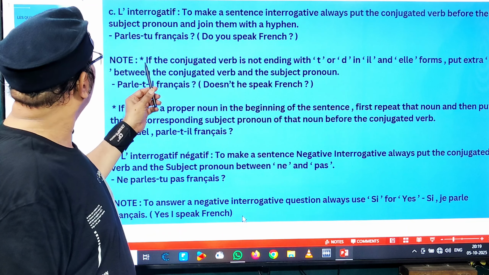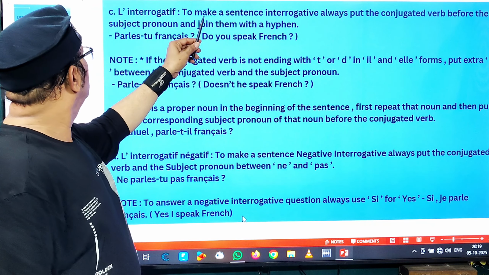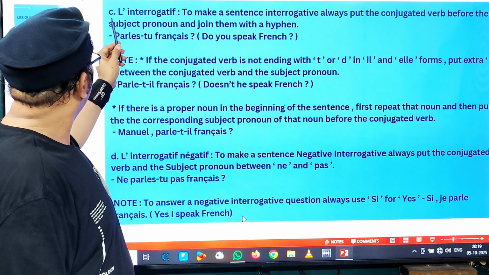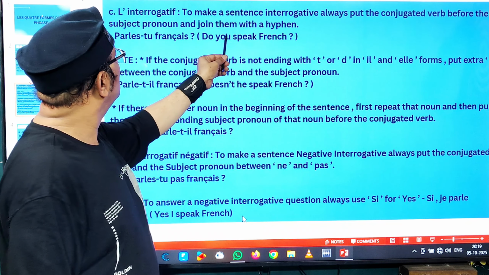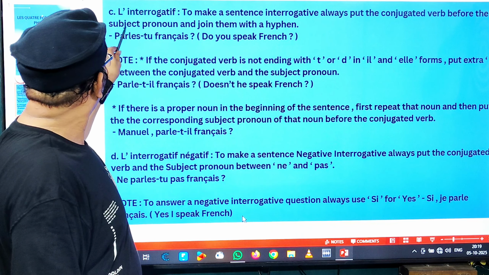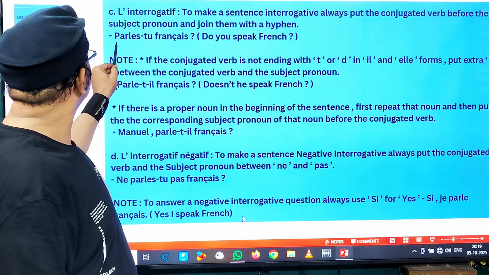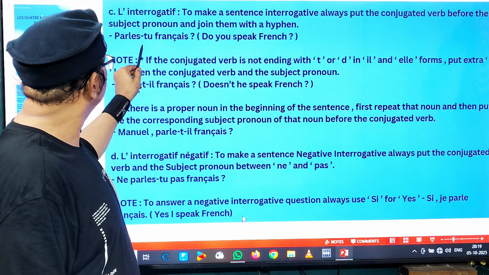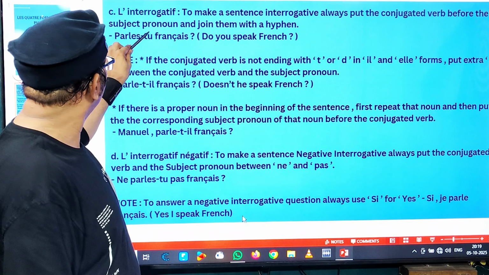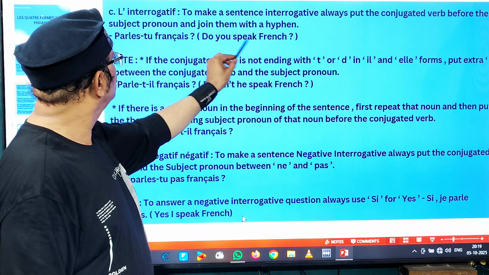Now, let's talk about l'interrogatif, the interrogative form. To make a sentence interrogative, always put the conjugated verb before the subject pronoun and join them with a hyphen, a small dash. Simply, parles-tu français? Do you speak French? This is the conjugated verb, conjugation of the verb parler, which means to speak. This is the subject pronoun. To make the sentence interrogative, we have to put this conjugated verb before this subject pronoun. Parles-tu français? Do you speak French?